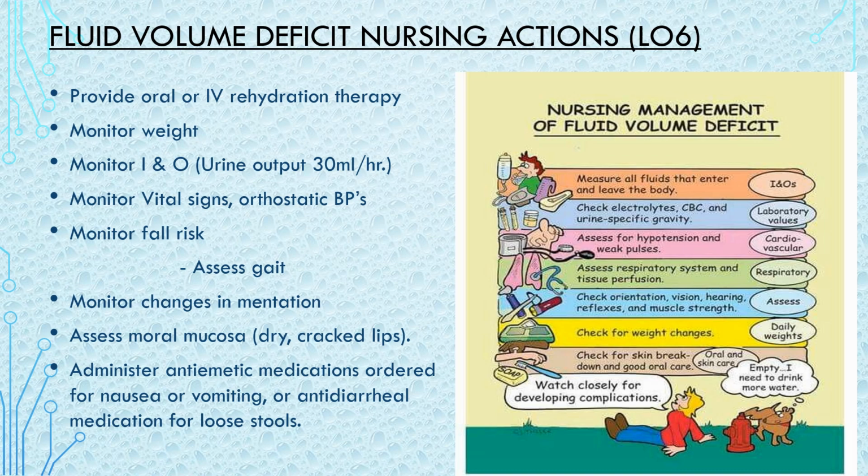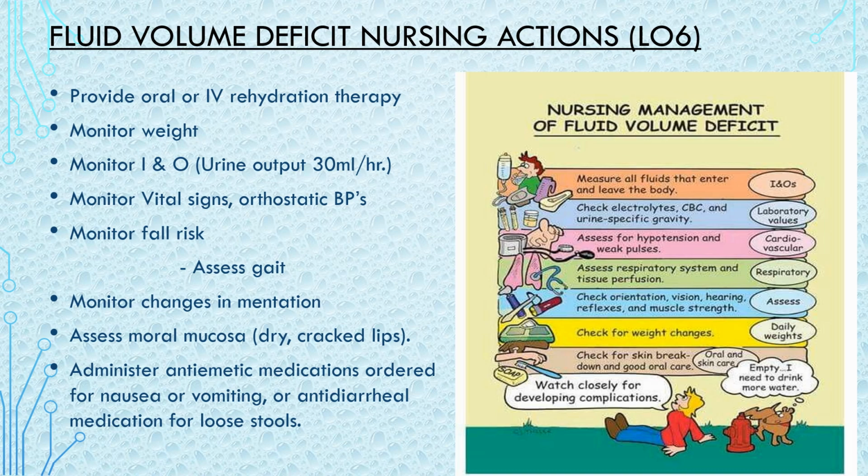So here are your nursing actions for fluid volume deficit. This is something that's really good to know. You want to provide oral or IV rehydration therapy. Monitor weights. If you're going to do daily weights, make sure you do it first thing in the morning and at the same time every day to get an accurate weight. A standing scale is optimal; that's pretty much the best way to get it more accurate. In some acute settings, you'll have a built-in bed scale, which is not always optimal for measuring an accurate weight.